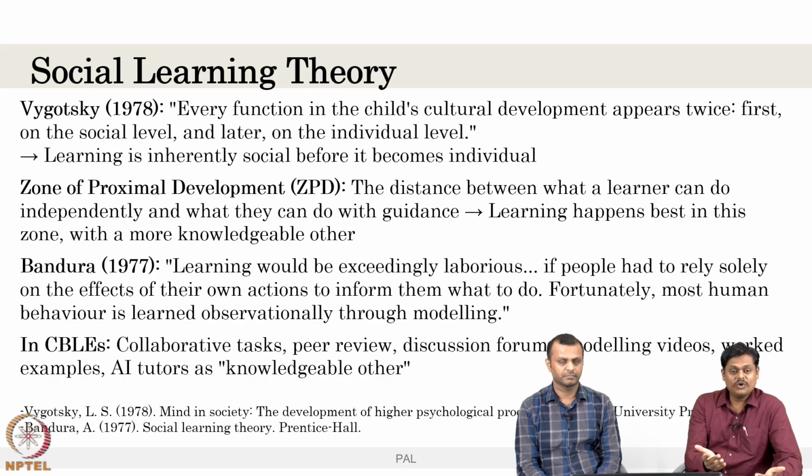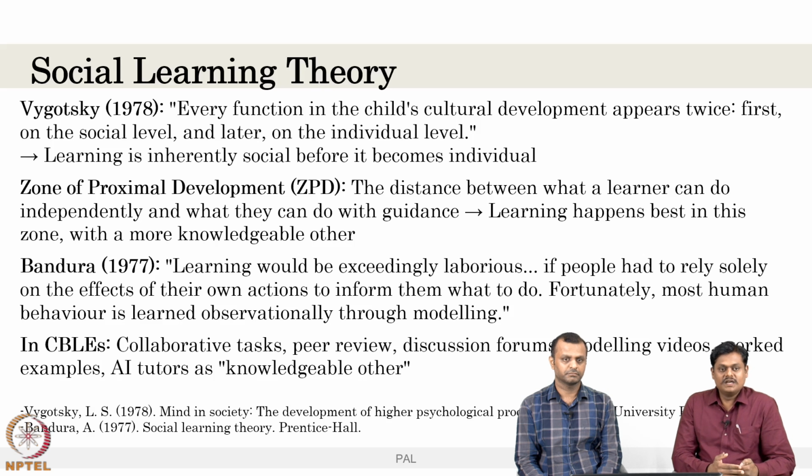But in what way? With the help of guidance or scaffold or support. And who will provide that support or guidance? That person or that entity is called the more knowledgeable other, which is support for that learner. So this is the theory of zone of proximal development.